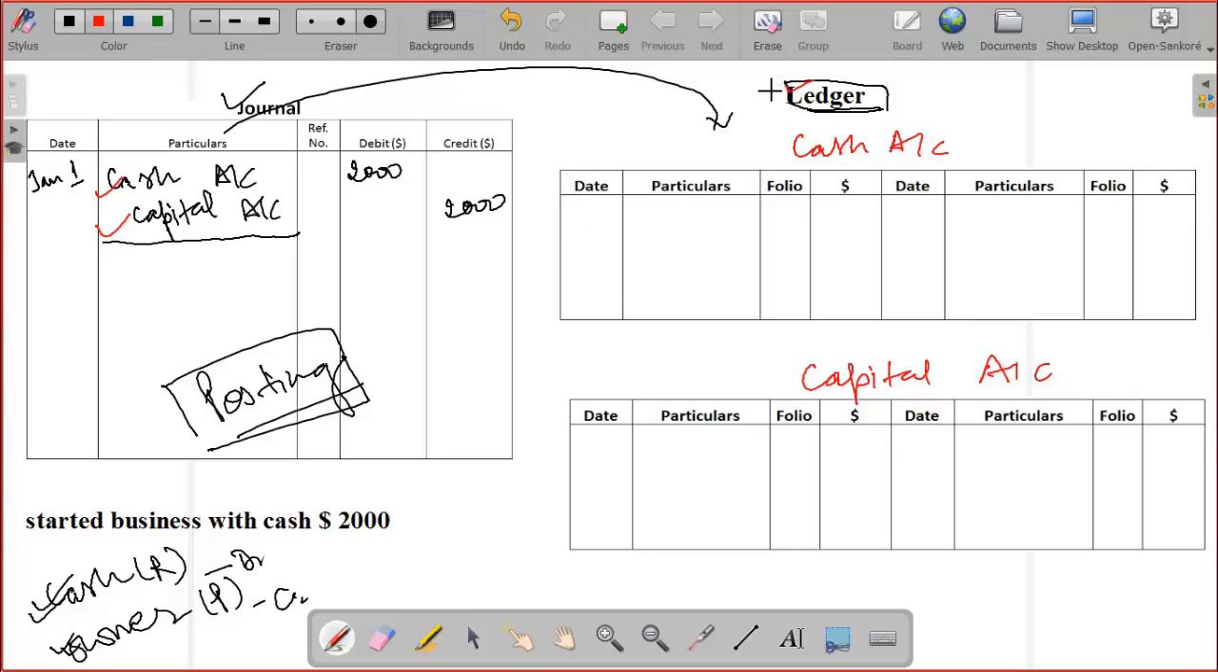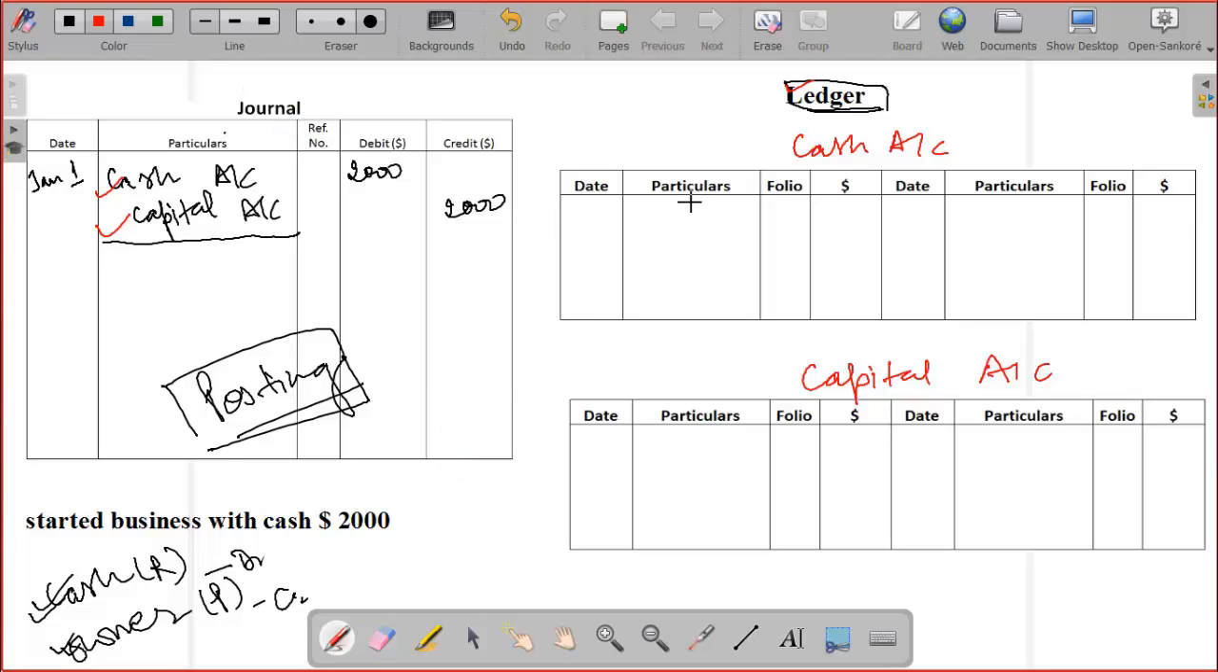So in the ledger what we have to do? In the ledger we open individual accounts, cash account and capital account. Whatever accounts we consider in the journal entry, those accounts we open in the ledger. Okay, so these accounts we will open in the ledger. Which accounts? Cash account and capital account. Is that clear? Now see what we will do in this cash and capital account. Are you ready?